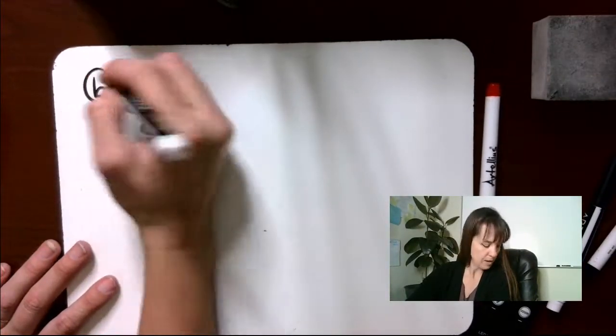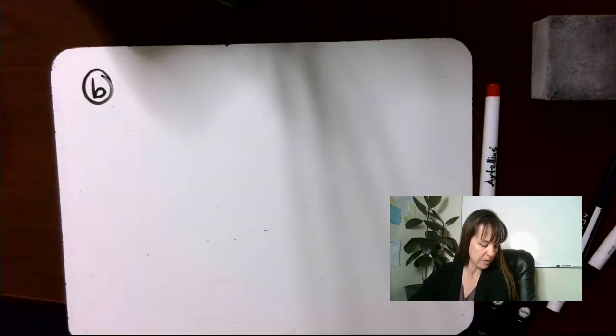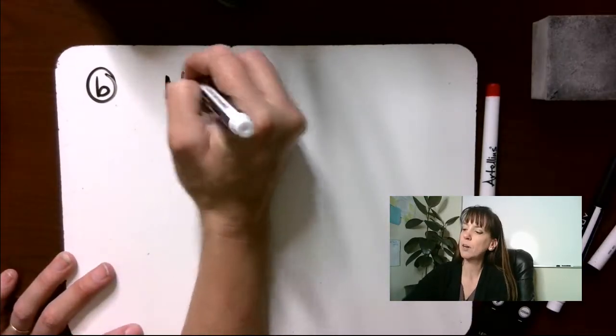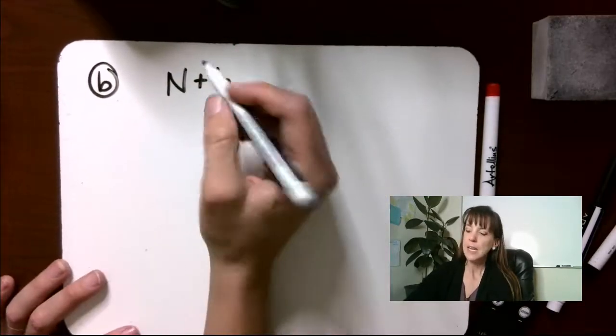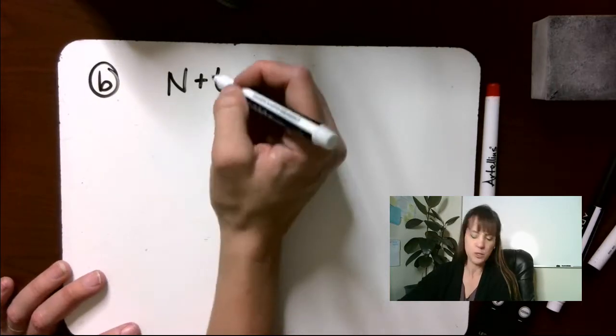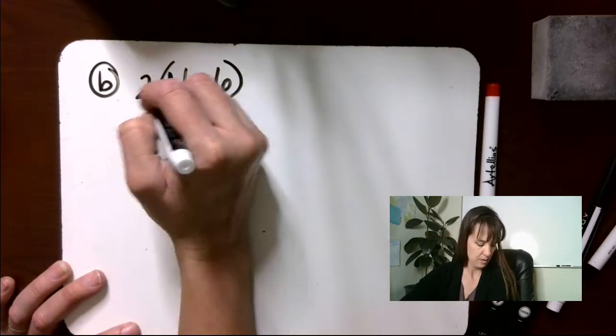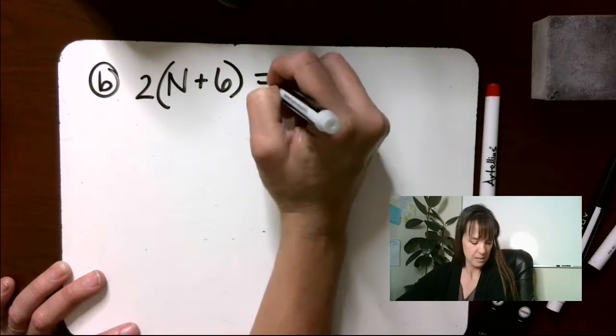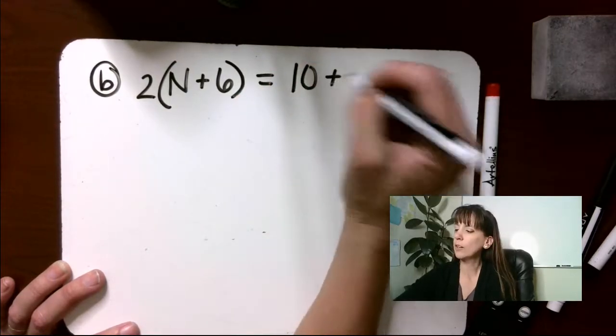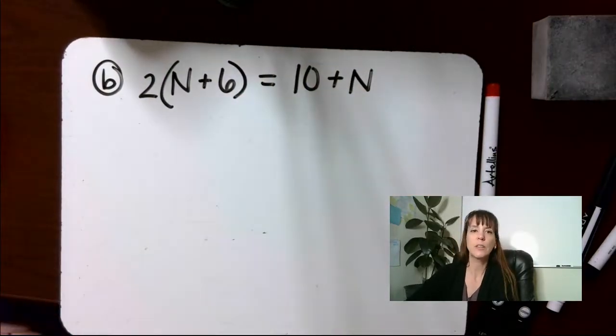Let's look at B. If the sum of a number and 6 is multiplied by 2, the result is 10 greater than the number. Okay, so if the sum of a number and 6, sum meaning addition, if all of that is multiplied by 2, the result is 10 greater than the number.